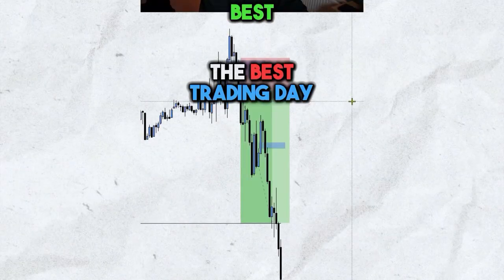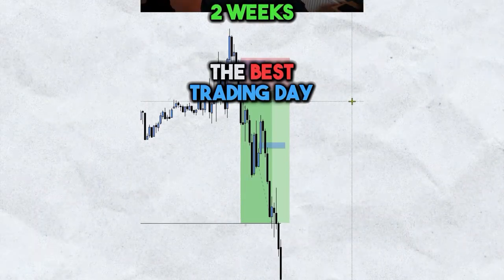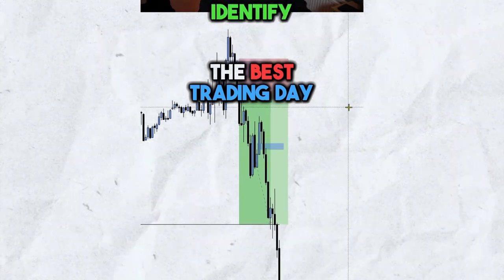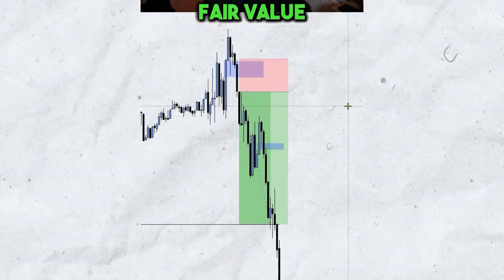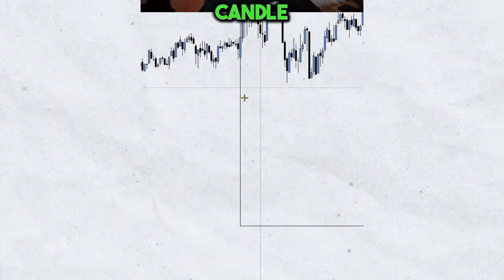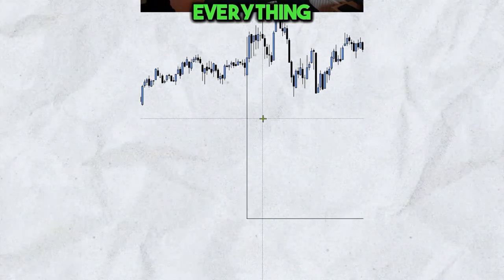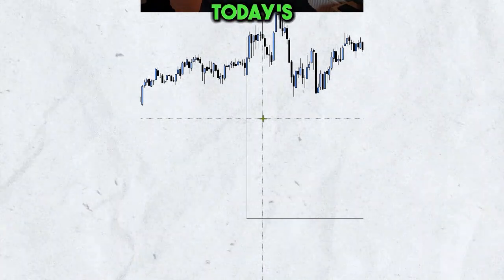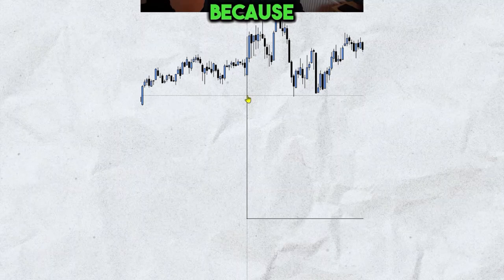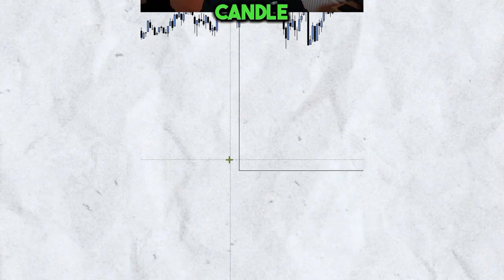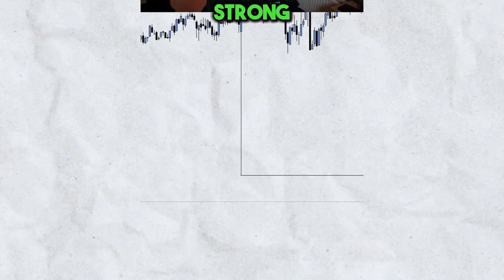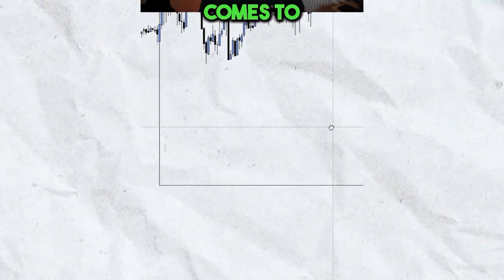Today was the best trading day in over 2 weeks, and all you need to be able to identify in the markets is fair value gaps and liquidity. This candle right here is what tells us everything that we need to know about today's price action, and that is because this is a news candle. And if we look at the bottom of this news candle right here, this is called a news low, and this is an extremely strong draw on liquidity when it comes to trading. So this is what we are going to be targeting.